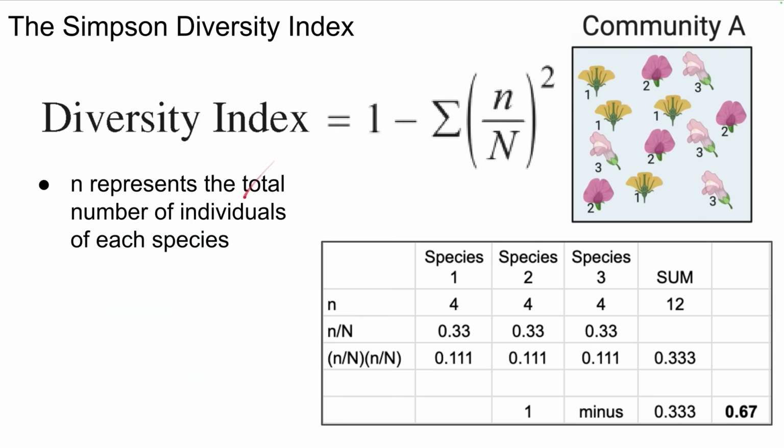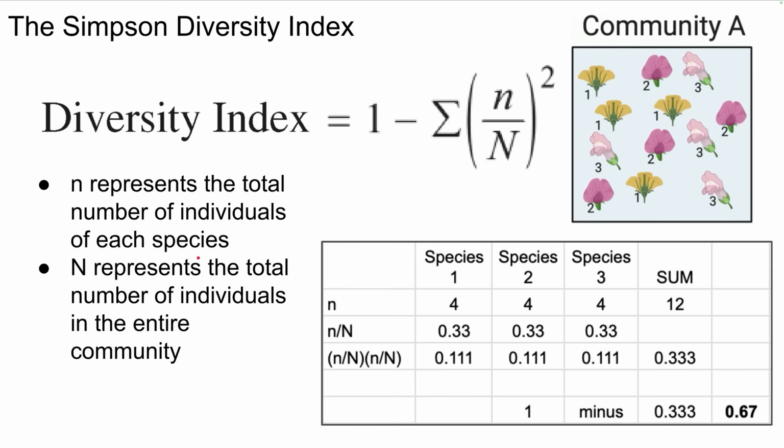Little n represents the total number of individuals of each species. Big N represents the total number of individuals of the entire community, and this symbol means the sum of. So here's the diversity index. Let's compute it. For species 1, there are 4 individuals: 1, 2, 3, 4. So we're going to plug 4 in over here. Then we have to figure out N, the total number of individuals in the entire community, and that is 1, 2, 3, 4, 5, 6, 7, 8, 9, 10, 11, 12. That's the total number of individuals in the entire community.